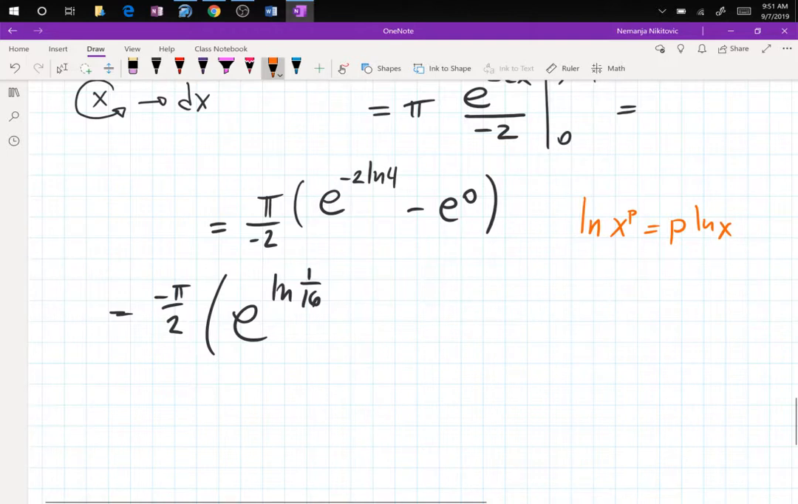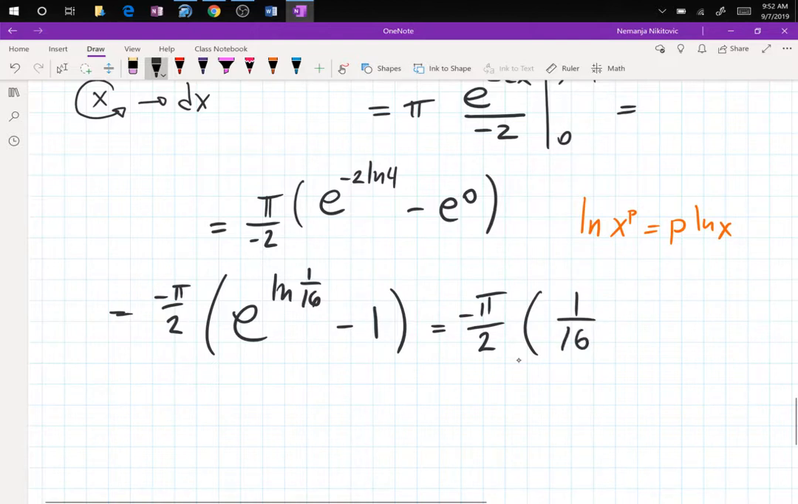Your x is 4, so you have 4 to the negative 2. Now a negative exponent pushes everything down into the denominator, so it's 1 over 4 squared. 4 squared is 16, so 1 over 16. Minus 1, since e to the 0 is 1. Negative pi over 2 times. And now e and ln cancel, so you get 1 over 16 minus 1.